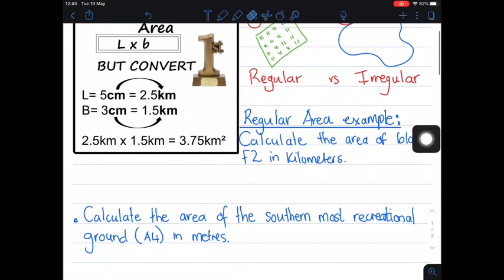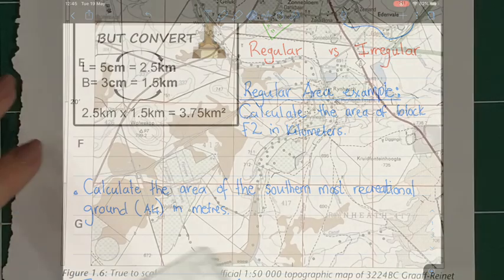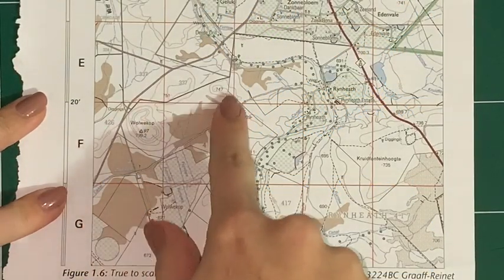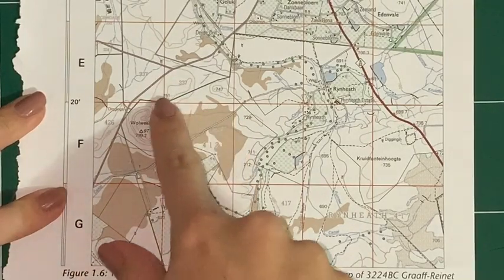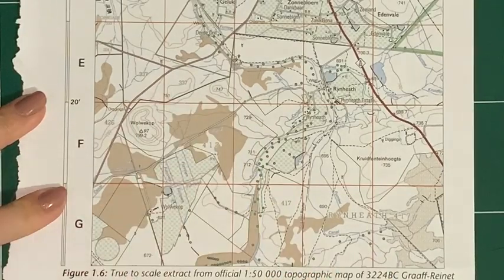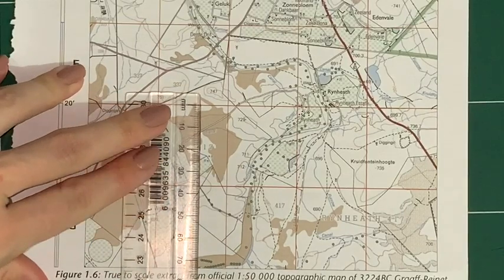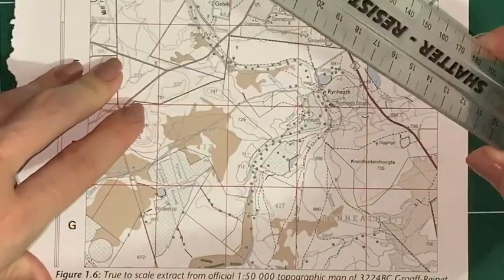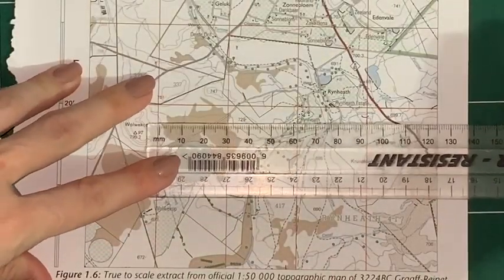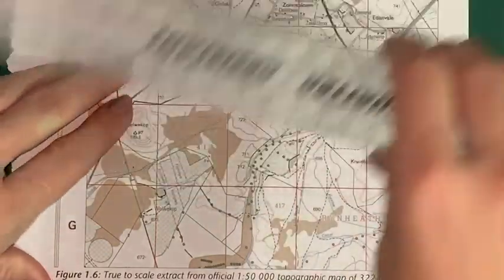So we're going to start off with a regular shape, and the example is calculate the area of block F2 in kilometers. And so what they mean by that is that you need to measure the actual length of this block and the breadth of the block. And the block is determined by the actual grid lines that have made it up. So when you measure your length, we measure from the 1 minute line to the other, and that is 3.6 centimeters. And then we can measure from the longitude minute to the other longitude minute to get the breadth, and that's 3.1 centimeters.